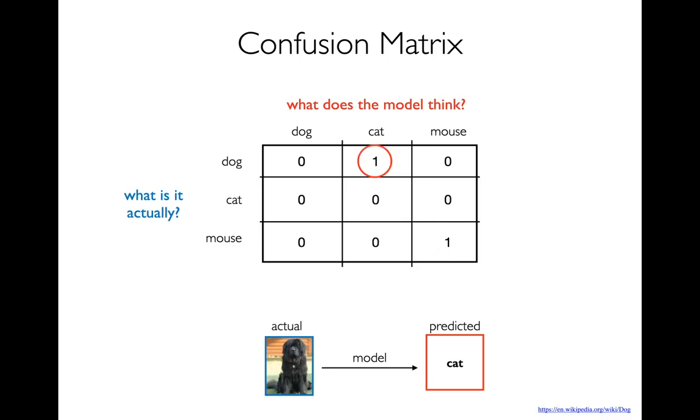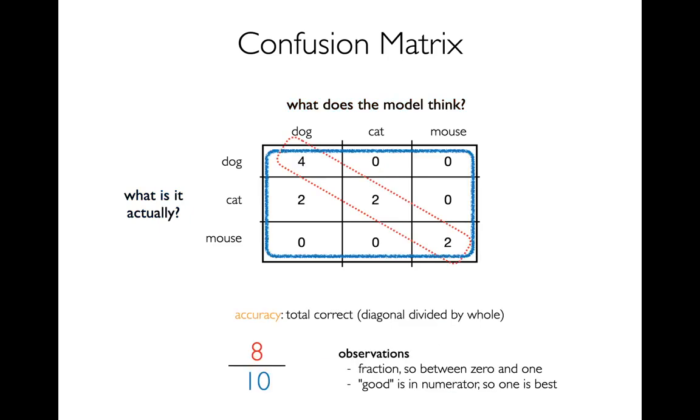Here's an example of a wrong decision. If our model took a look at that picture, which is clearly a dog, and in need of some grooming, and it predicted it's a cat, then we go to the dog row because it's actually a dog, and the cat column because that's what was predicted, and increment that. And so we might do this over our whole data set, and we have a bunch of numbers there.